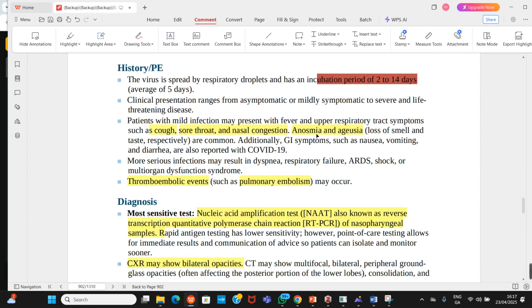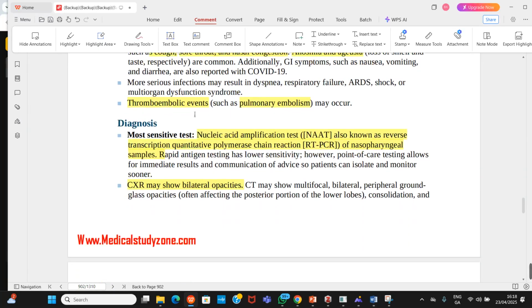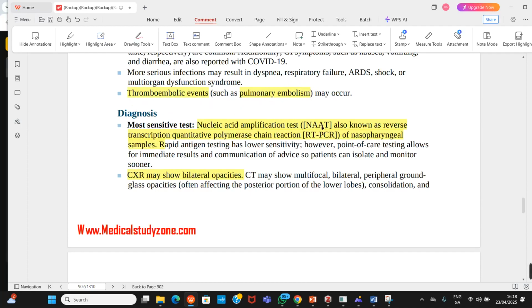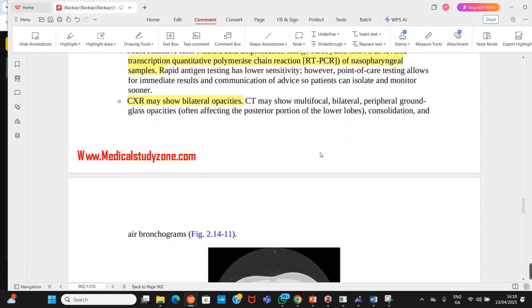Very, very simple. So the virus, COVID-19, can be spread by respiratory droplets, and they have incubation of 2 to 16 days. Nobody's going to ask that. This is not Step 1. And what are the presentations? Just cough, sore throat, nasal congestion, but specifically anosmia and ageusia. So the person is going to have problem with smelling and tasting. So somebody that is coughing, having sore throat, running nose, now saying that they cannot smell, they cannot taste, think about COVID-19.